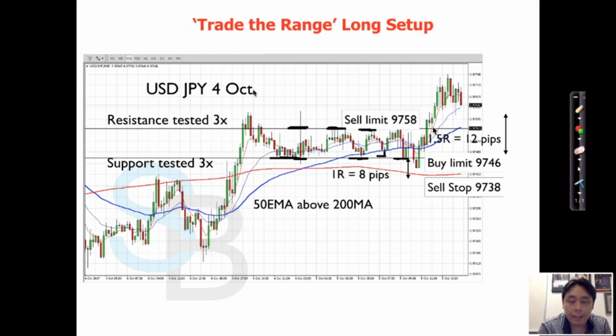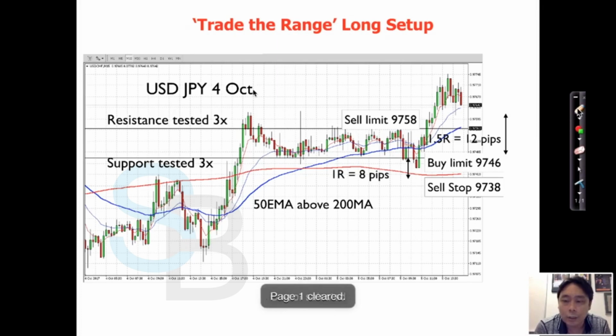Now, is it an uptrend bias? Yes, because the 50 moving average is above the 200 moving average. We've got an uptrend bias. I'm going to buy at the support level if it reaches that support level again. So what I did was I placed my buy limit order over here at 9746. And as it was coming down, I said, okay, if it reaches 9746, my order will get filled.